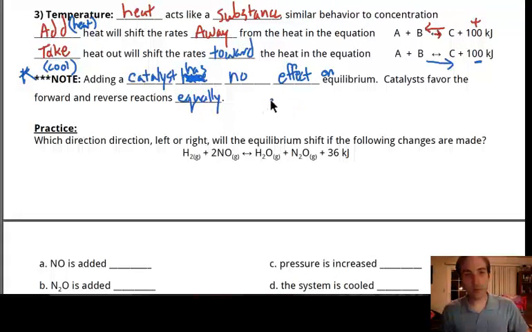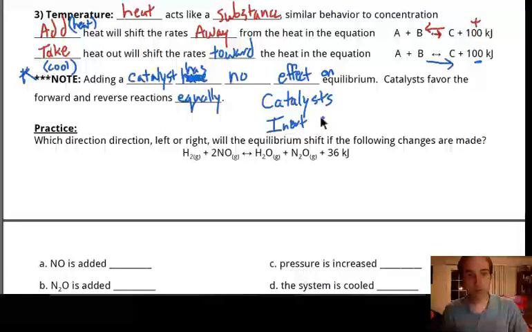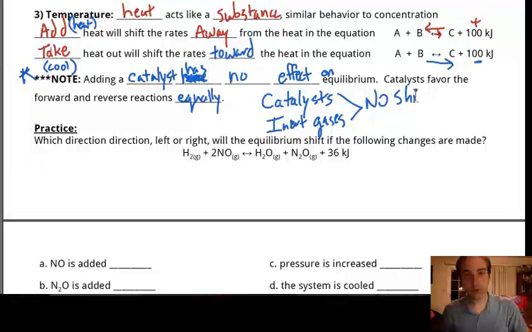So the way I want you to think of it is catalysts and inert gases, also known as noble gases, no shift. They don't cause any shift to the equilibrium of the reaction. Okay, so that's it as far as notes, but I want to do a little bit of practice with you just to show you how we apply this.